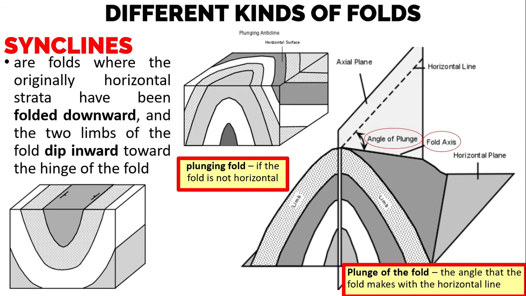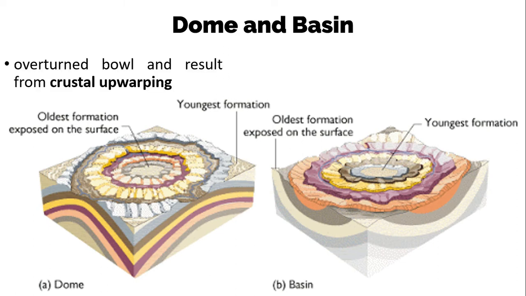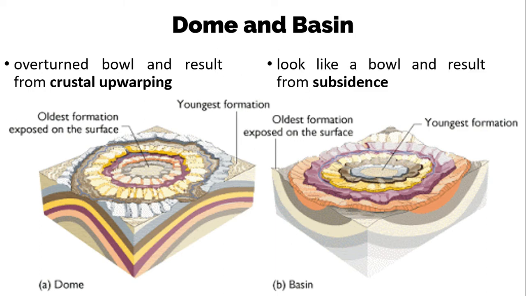Note that if a plunging fold intersects a horizontal surface, we will see the pattern of the fold on the surface, as you can see here in the image above. As a result of folds, dome and basin characteristics are formed. Dome looks like an overturned bowl resulting from crustal upwarping. Basin looks like a bowl, and this is the result from subsidence.